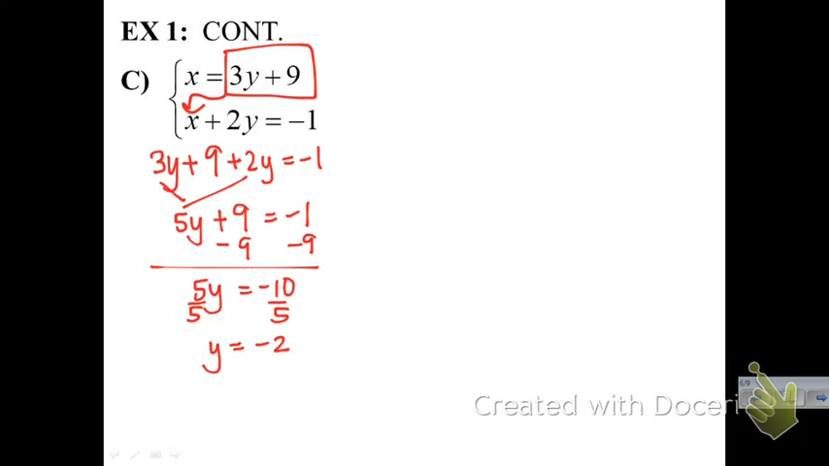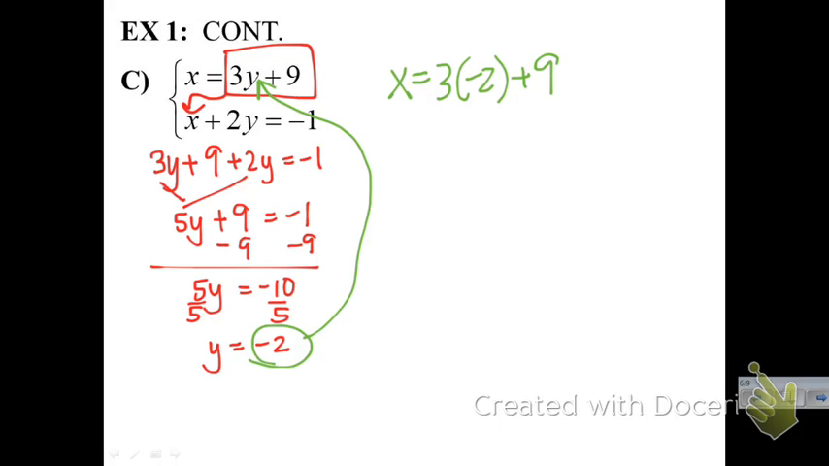Now you're going to take that negative 2 and put it in for the y in that top equation. So we get x equals 3 times negative 2 plus 9. You could put that in the bottom equation, but since x is all by itself, we'll go ahead and do the top. So you get negative 6 here plus 9, so x equals 3, and you have one solution located at 3, negative 2. What this means is that if we were to graph these two lines, they would intersect at 3, negative 2. The last step is to check your solution to see if it's correct.